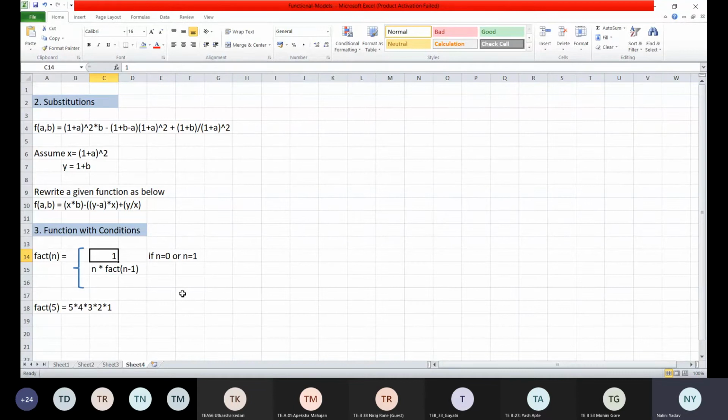If I have fact of 3, then what will happen? 3 into fact of 2. Now fact of 2 has to be found. So what is the fact of 2? Fact of 2 will be 2 into fact of 1. Now what came? Fact of 1 came. And then what condition did I give here? If n is equal to 1.